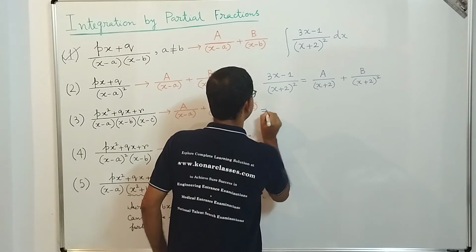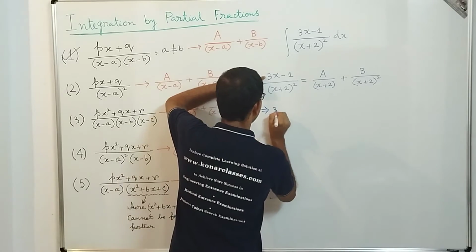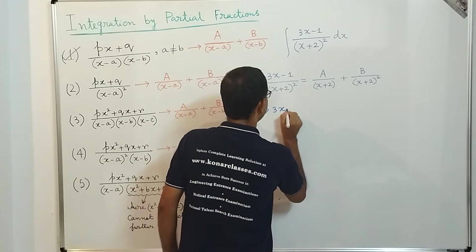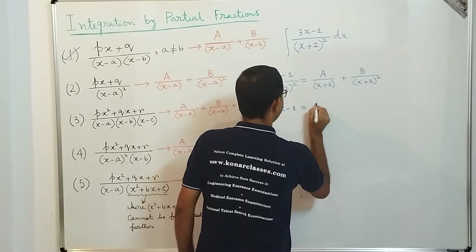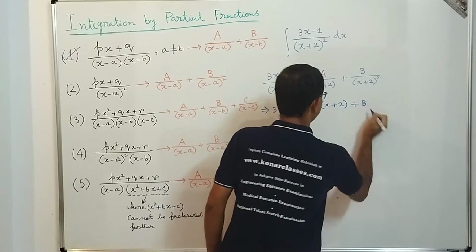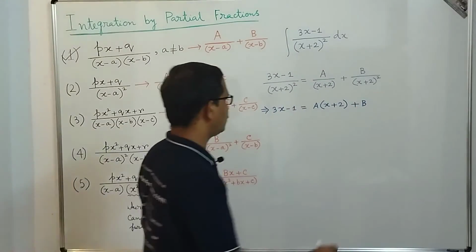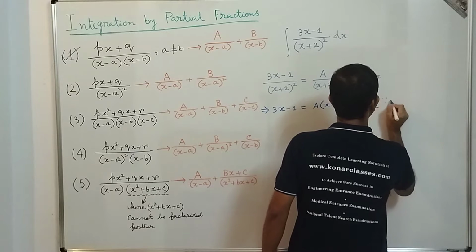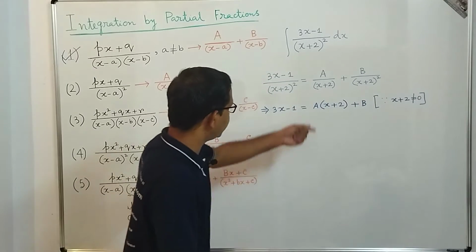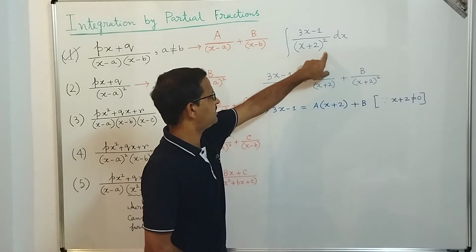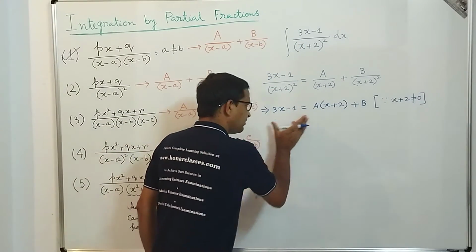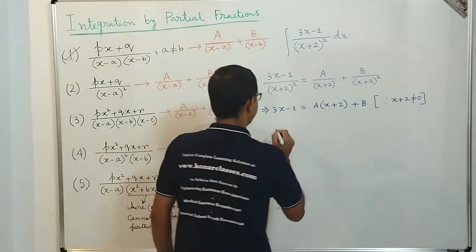After that, if we multiply both sides by x plus 2 whole square, then we get 3x minus 1 is equal to A into x plus 2 plus B. Now x plus 2 cannot be equal to 0, because if x plus 2 is equal to 0, then the question doesn't make sense. Something by 0 dx doesn't make sense. So what is our target? Our target is to find the values of A and B.